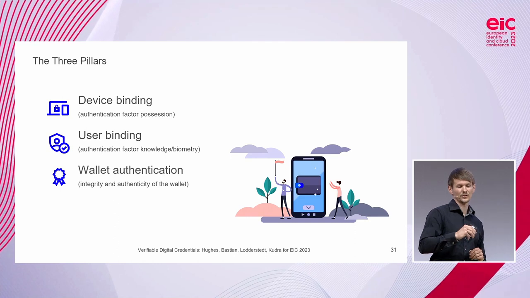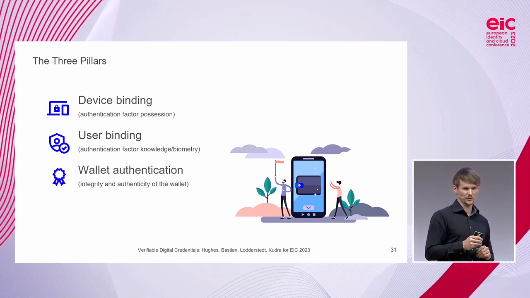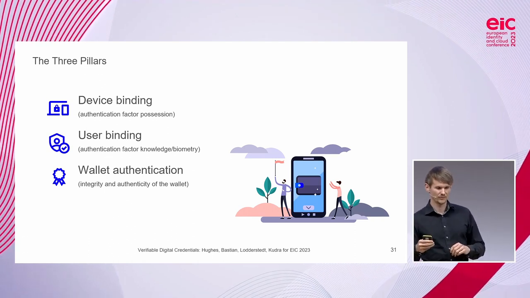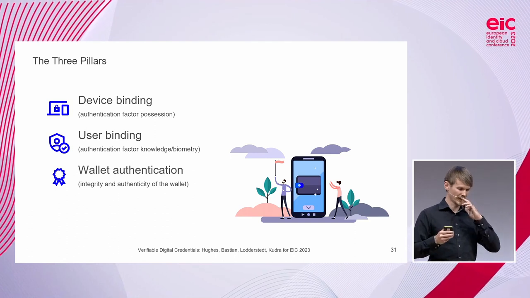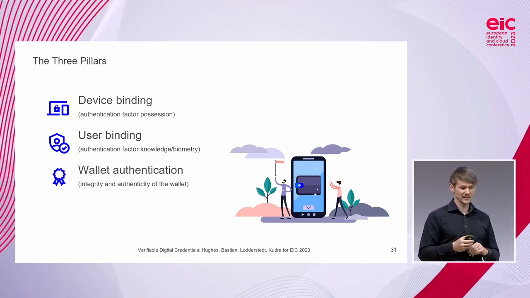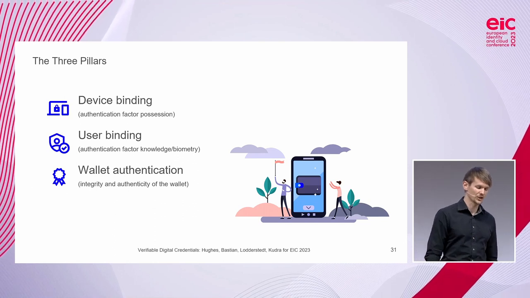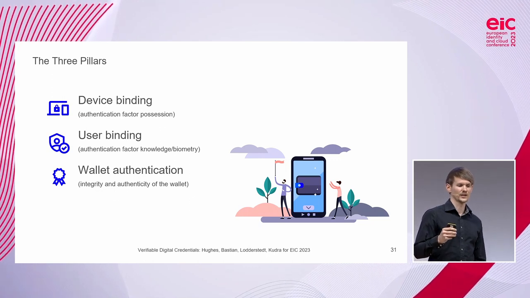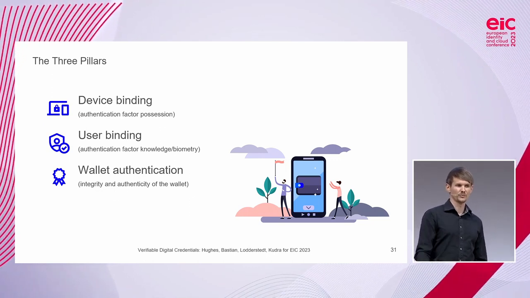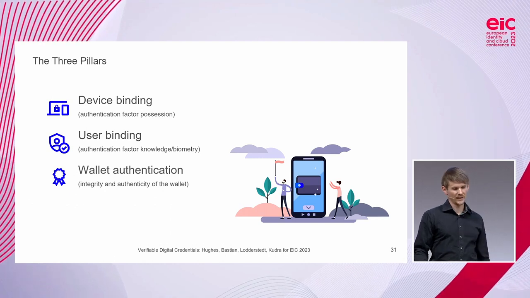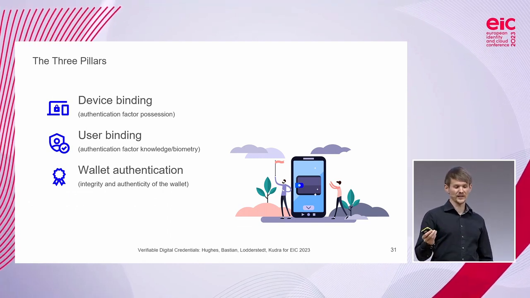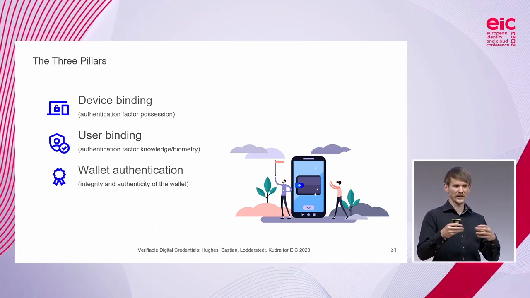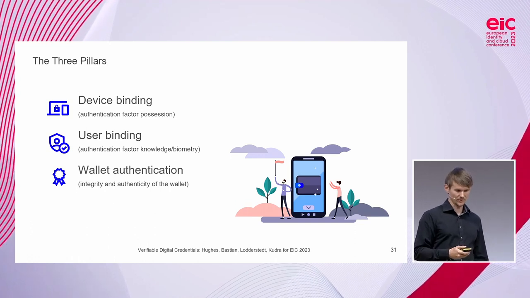We need to bind the credentials to the user, so that's the user binding. The user needs to authenticate, usually with PIN or biometry, so we know that we protect against impersonation. And lastly, we need a kind of wallet authentication, so that the issuer knows that he is talking to a real, legitimate, and not manipulated wallet, and that he can trust that this user binding actually took place, because user authentication is usually taking place locally inside the wallet.